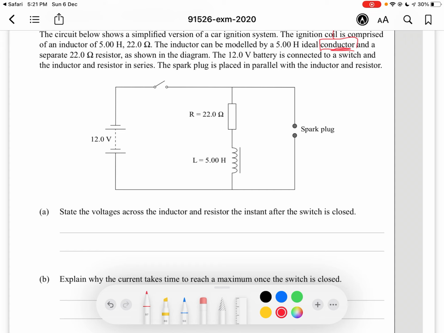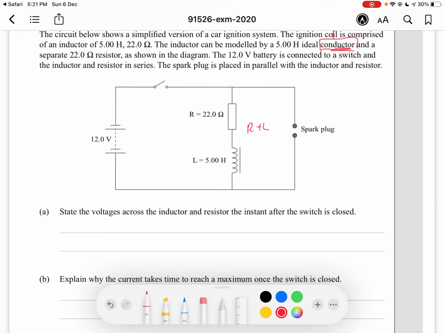And we know due to Lenz's law that the voltage induced will be opposing the source voltage. So initially, there's going to be a very high rate of change in the inductor, so there's going to be a very, very high voltage induced in the inductor that's going to be opposing the source voltage. Initially, this opposition is going to be equal but in opposite directions, and therefore there's going to be 12 volts across the entire branch.